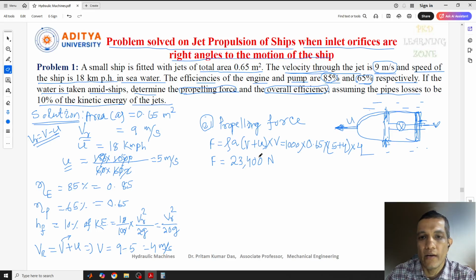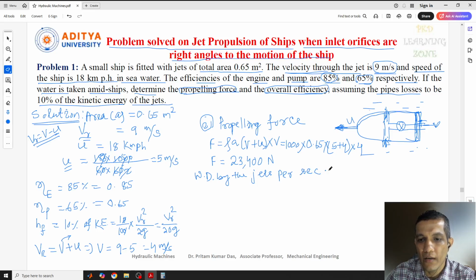Now the second one, we need to find out the overall efficiency. Before finding this overall efficiency, we need to find out some other concepts, because for overall efficiency we need to consider the output of the jet and the input of the jet. So we'll proceed with some more steps here. Once we have found the force, now I can calculate the work done by the jets, per second.